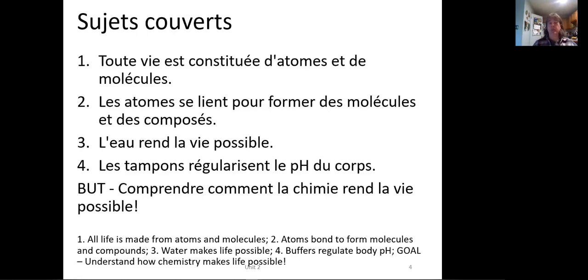Number 1, all life is made from atoms and molecules. 2, atoms bond to form molecules and compounds. 3, water makes life possible. 4, buffers regulate body pH. Our goal is to understand how chemistry makes life possible. So when you are studying your notes and you find yourself getting lost in the lecture, come back and look for these outlines to help you organize our thoughts and your thoughts.